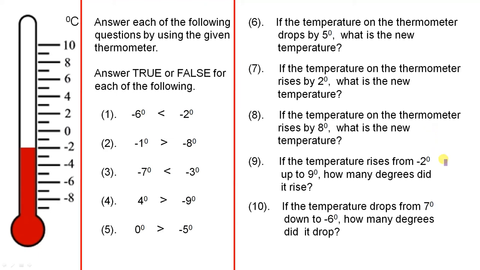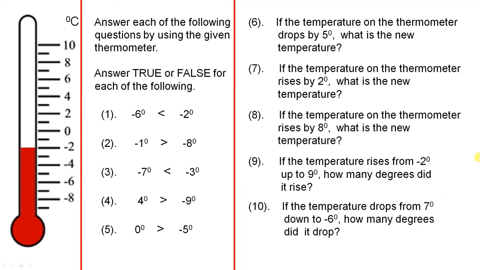If the temperature rises from -2 degrees up to 9 degrees, how many degrees did it rise? And finally, if the temperature drops from 7 degrees down to -6 degrees, how many degrees did it drop?